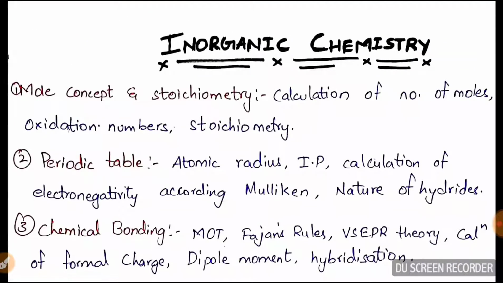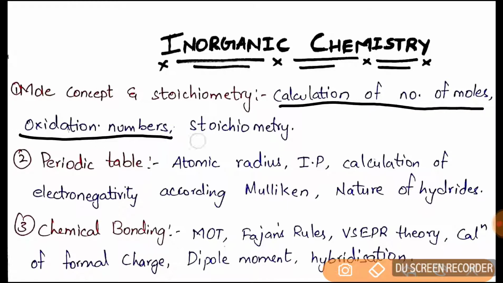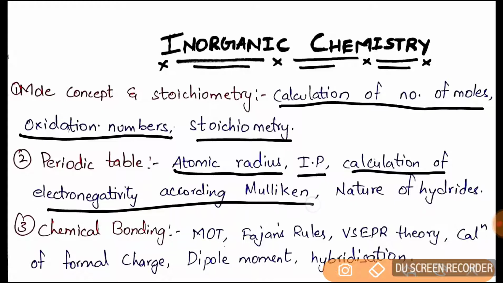In inorganic chemistry, from mole concept and stoichiometry, the important areas are calculation of number of moles, finding out oxidation numbers, and stoichiometry. And coming to the periodic table, the trends of atomic radii and ionization potential are important, and also the calculation of electronegativity according to Mulliken and nature of hydrides. So basically the concept of electronegativity is very important. So be perfect with all the areas of electronegativity, guys.